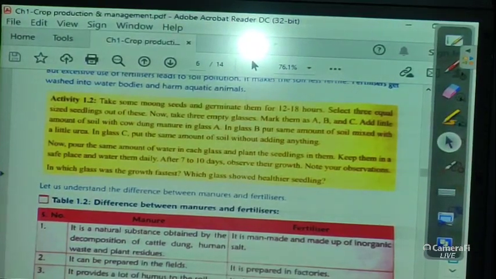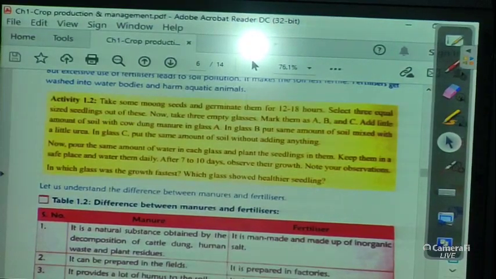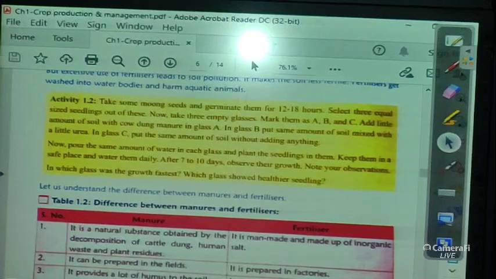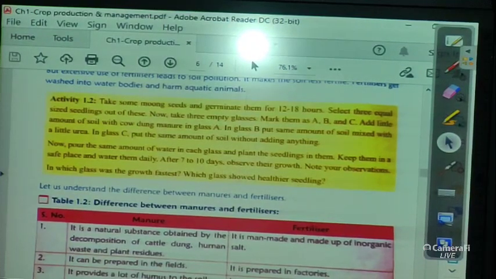So what you need to do: take some moong seeds, the green one. There are two types of moong available in the market. The green one, not the yellow one, not the split one, the round one. Take some moong seeds and germinate them for 12 to 18 hours. If you don't have moong seeds, you can do it with gram as well, the black gram which we call chana.